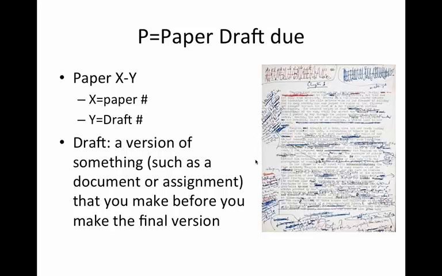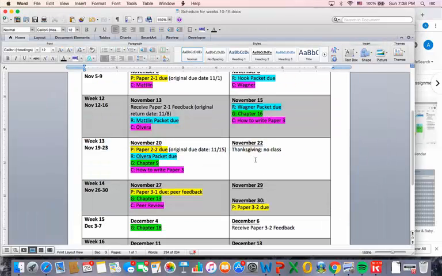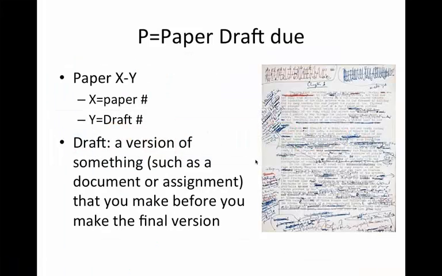So on the calendar, the Word document calendar that says schedule for weeks 10 through 16, most of the papers are written out like 2-2 or 2-1, 3-2. What that means is that the first number is going to be the paper number, and then the second number is going to be the draft number.